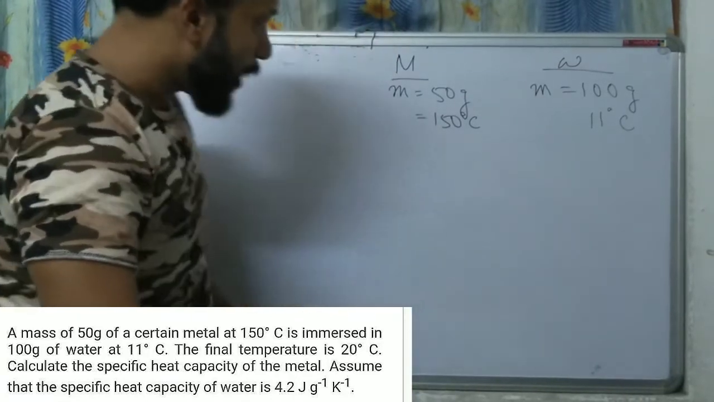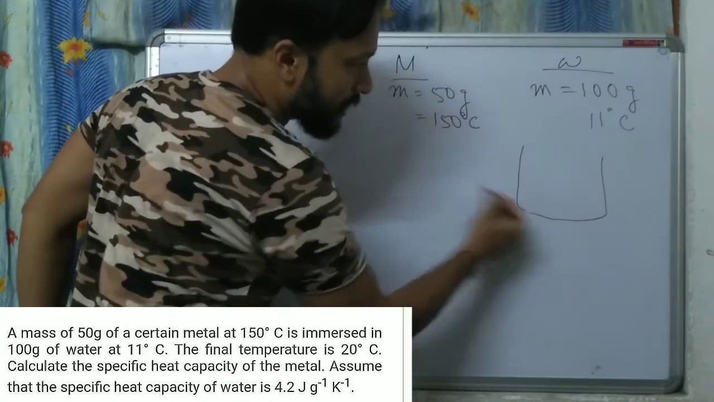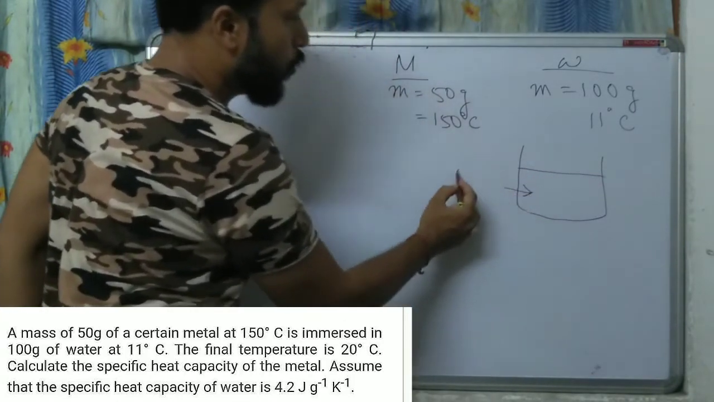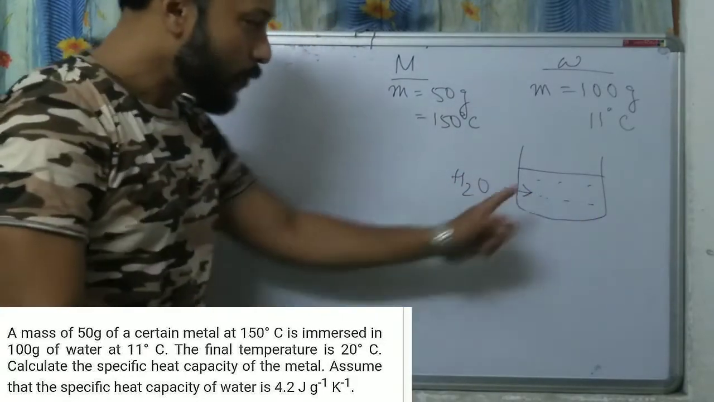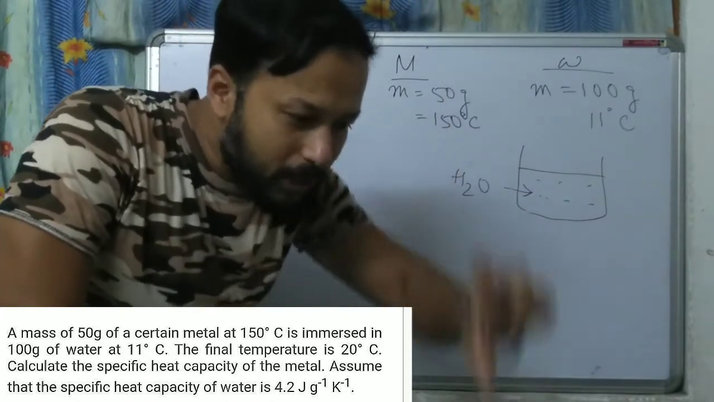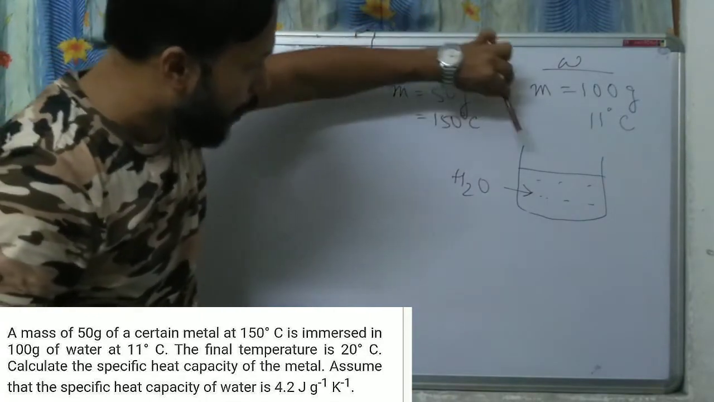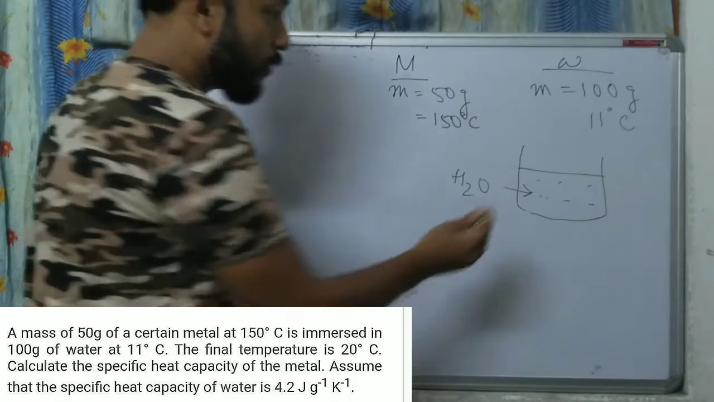Understood? So actually say this is the vessel in which we are taking water. This is water. Now in this water you are going to immerse the metal. Say this is the metal. Now I am going to immerse this metal in water.